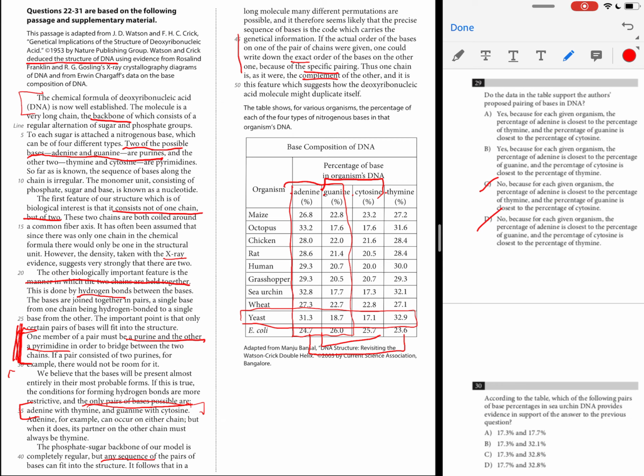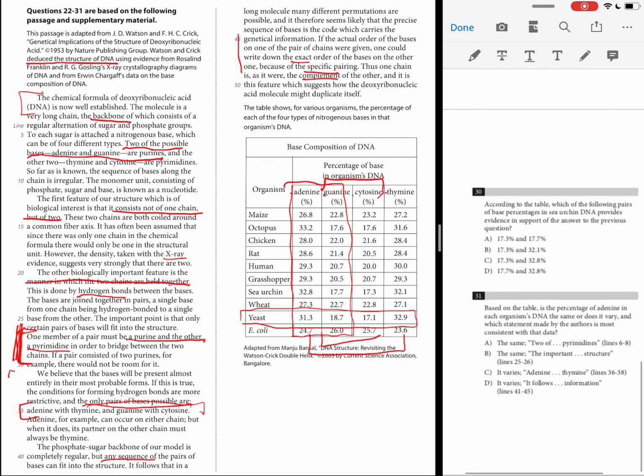So because for each given organism, the percentage of adenine is closest to the percentage of thymine, and the percentage of guanine is closest to the percentage of cytosine. Indeed, that's exactly what I was looking for. I can check B and make sure that it's wrong. But the moment that I look at it, because for each given organism, the percentage of adenine is closest to the percentage of guanine, I know that's wrong. Those are the 2 purines I used for my last question. Okay? So I can keep moving on.